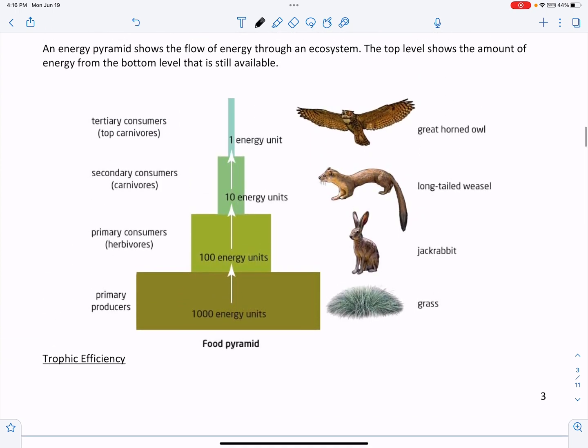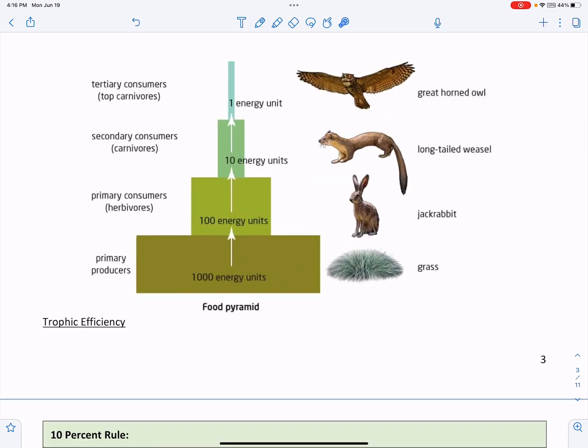I want you to take a look at the energy that's available as well. That's something that we will talk about when we discuss trophic levels. In the primary producers, the largest base of this pyramid, there are 1,000 units of energy. In the second trophic level, there are only 100 units of energy. In the third, 10, and in the fourth, there are only 1.